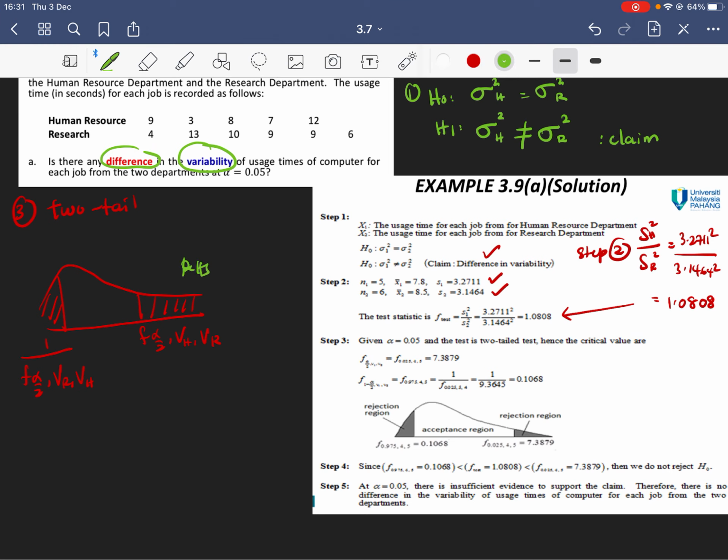Right hand side, left hand side. So right hand side, F alpha over 2. Alpha is 0.05 divided by 2, 0.025. Nu H, human resource, is equal to 1, 2, 3, 4, 5. So nu is 5 minus 1, 4. Nu H is 4. Nu R for research is 6 minus 1, 5. So look at your stat table: alpha 0.025, nu 1 is 4, nu 2 is 5.